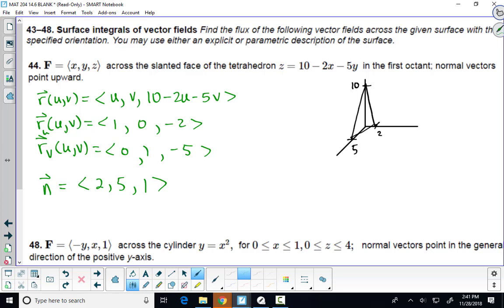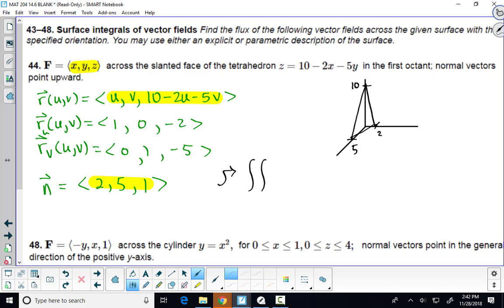So we have to take our vector field and convert it into a vector field based on our parameterization. So our vector field is going to be x, y, z. So that's our vector field right there. I think we can dot it in one step, right? Since the vector field is just a radial field, we're going to dot it with that. So we dot those two together.